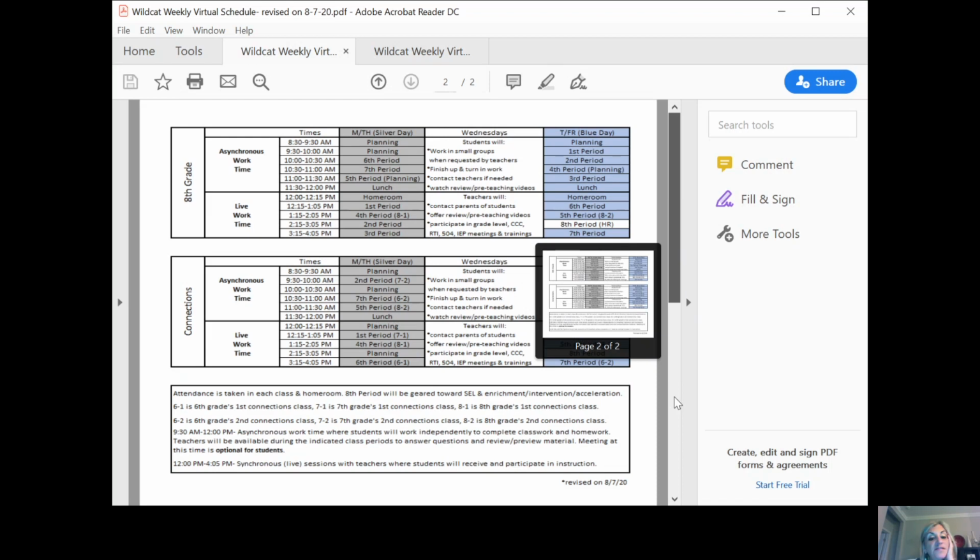And then this is what the schedule looks like for 8th grade. And then at the bottom is the connections schedule. So hopefully this helps you out as you look at our Griffin Wildcat Weekly virtual schedule.